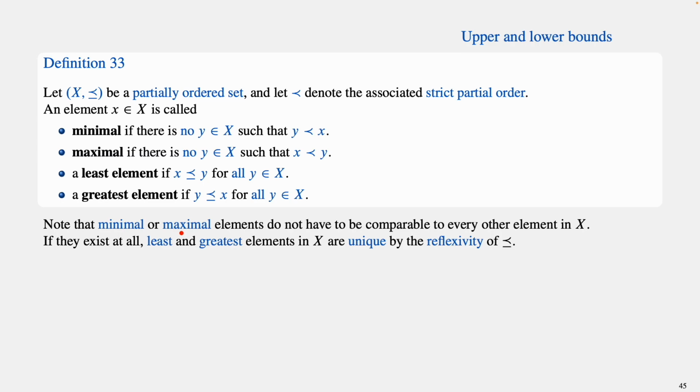So if we have a minimal or maximal element, then it could be, for example, that X is minimal. So there's no Y that's less than X, but it could be that there are elements Y that are neither less or more than X. So they cannot be compared to X. And also, least and greatest elements do not have to exist in a set, but if they exist, they are unique by the reflexivity of the less or equal relation.